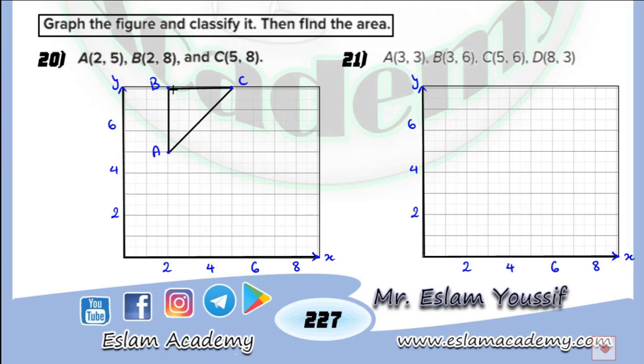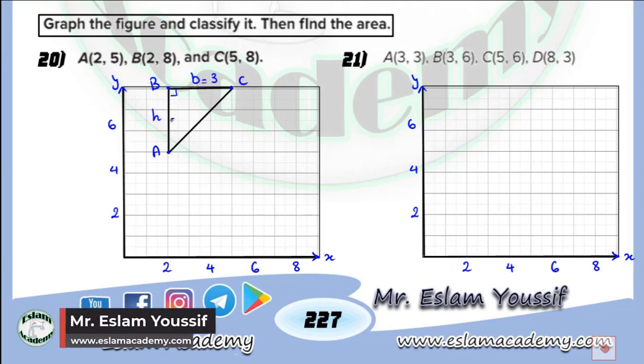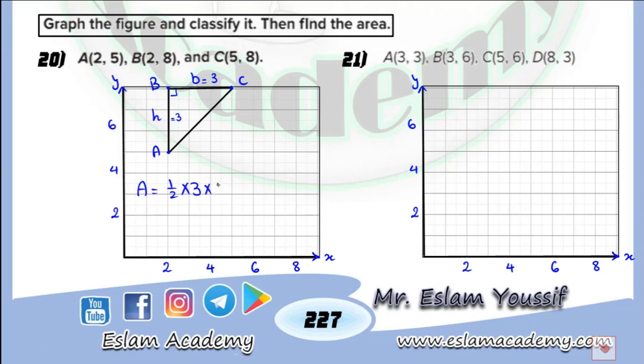To find the area of the triangle, we need to find the length of the base and the length of the height. The length of the base is equal to 3 units, and the length of the height is also equal to 3 units. So the area will be equal to half multiplied by the length of the base multiplied by the length of the height. By multiplying, you will find that the answer is equal to 4.5 square units.